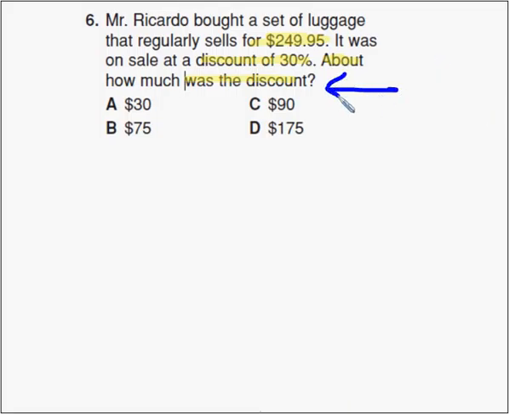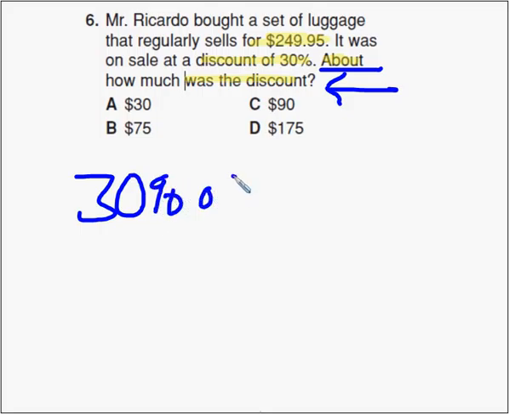What's the discount? Most of the problems we've been doing, we find the discount and subtract it from the original amount and find out our sales price. But they're asking for what 30% of $249.95 is. But they're saying about, so I can use some compatible numbers here. I'm looking for 30%. That's pretty compatible. It's 5 cents short of $250. So we're going to be real close if we do figure out $250.